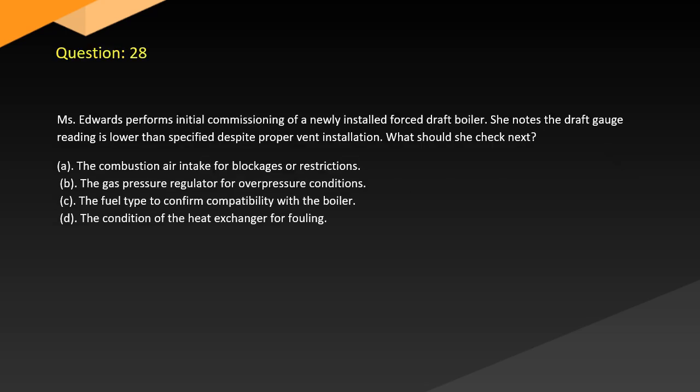Question 28. Ms. Edwards performs initial commissioning of a newly installed forced draft boiler. She notes the draft gauge reading is lower than specified despite proper vent installation. What should she check next? A. The combustion air intake for blockages or restrictions. B. The gas pressure regulator for overpressure conditions. C. The fuel type to confirm compatibility with the boiler. D. The condition of the heat exchanger for fouling.